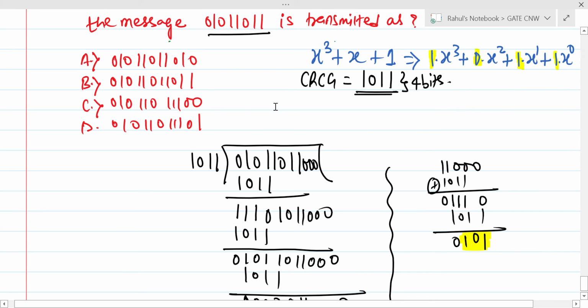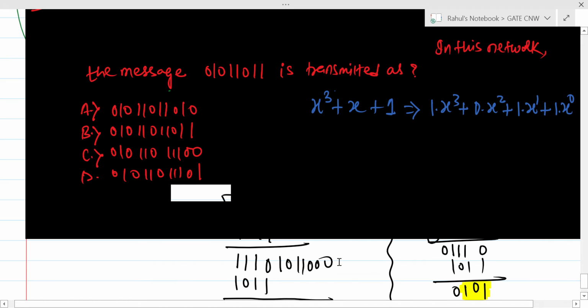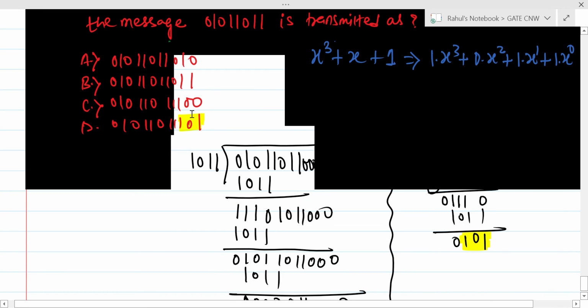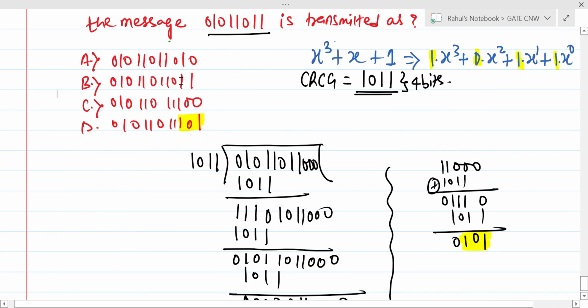are going to be our CRC bits, 1 0 1, which we need to append from the sender's side. This is only visible in option D, and not visible anywhere else. So option D is the correct sequence of bits.